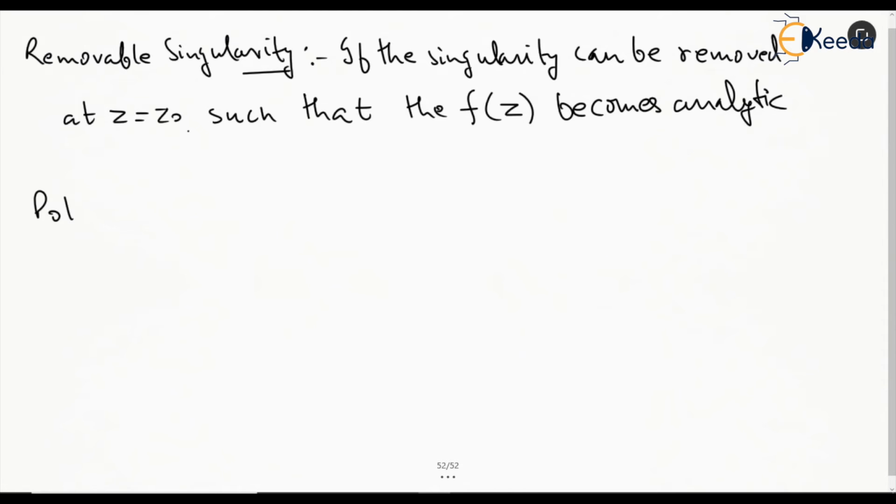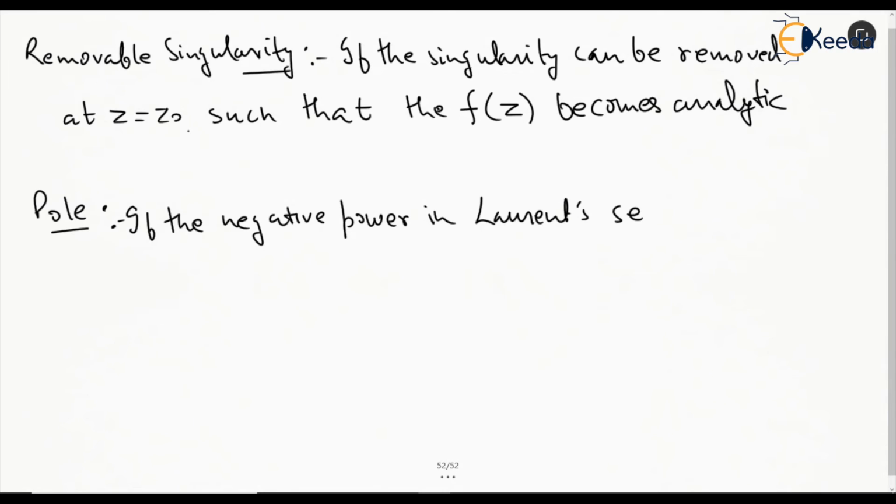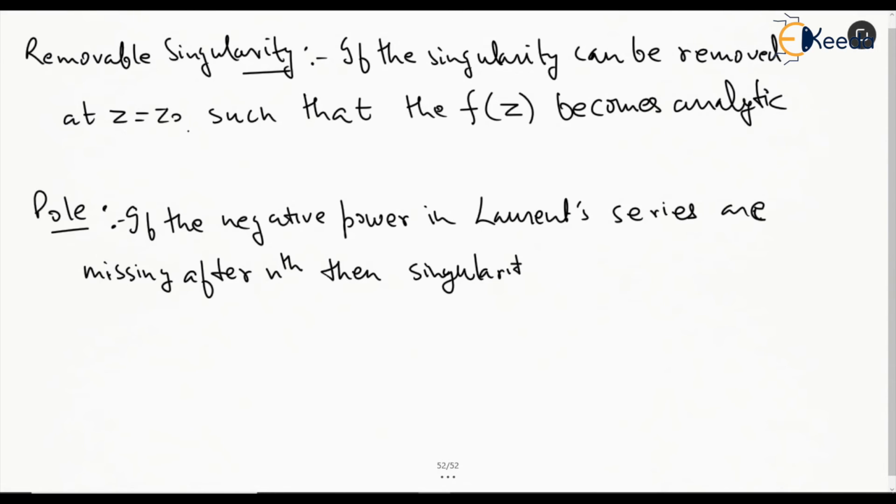Another one is pole. This is nothing but, let's say if the negative powers in the Laurent series are missing after, let's say, the nth term, then the singularity at z equal to z naught is called a pole, right?